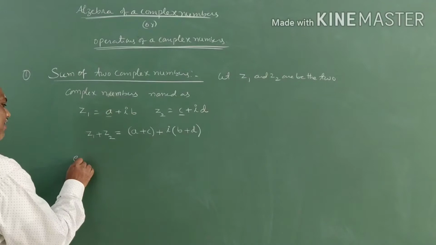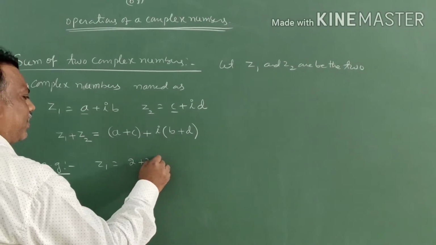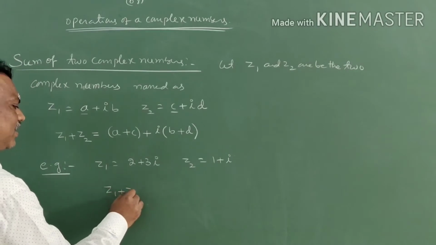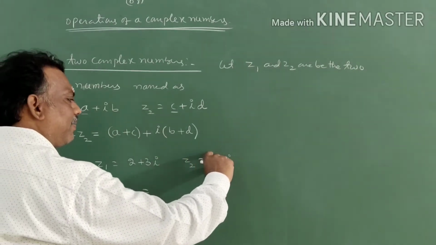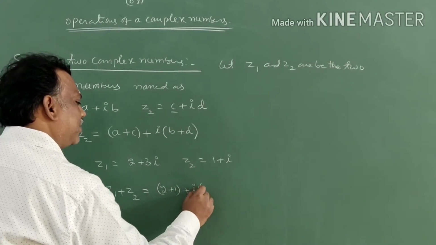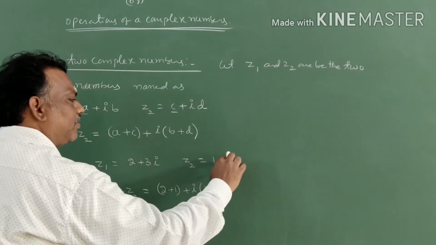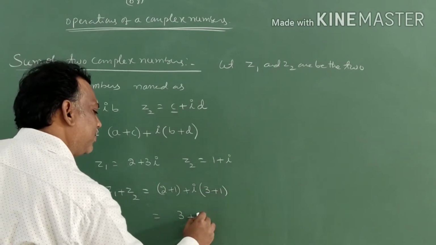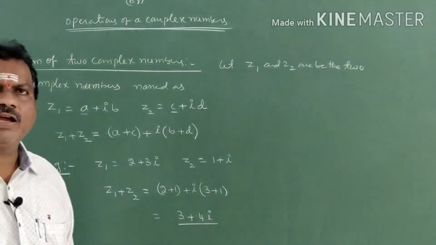For example, I will explain with a numerical example. Z1 is equal to 2 plus 3i, Z2 is equal to 1 plus i. Now we are going to add Z1 plus Z2. Z1's real part is 2, Z2's real part is 1, so 2 plus 1, plus i times the imaginary parts: the imaginary part of Z1 is 3, the imaginary part of Z2 is 1. So 3 plus 1 is 4, and you will get 4i. So like this we are going to add complex numbers.